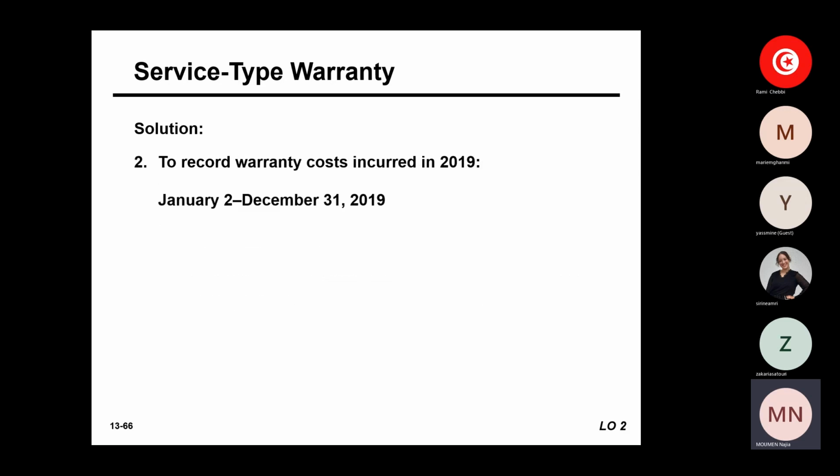So from January 2nd to December 31 here, there are warranty costs that were incurred, okay? So here we have to debit warranty expense for this 500 incurred, and of course we should credit cash or accounts payable or inventory, whatever account is to be credited for that warranty expense incurred. Still, we should adjust for what? For the future warranty liability that will be incurred in 2020.